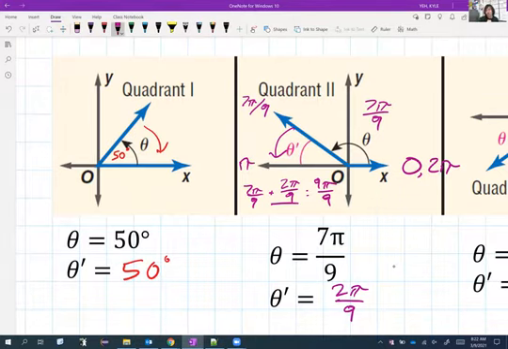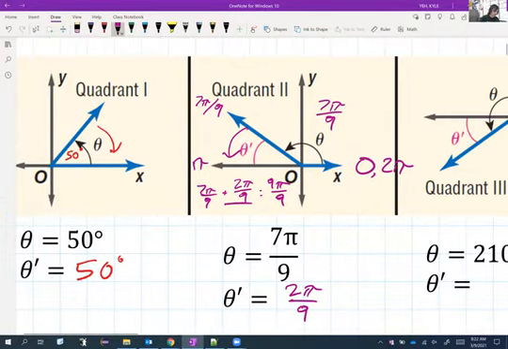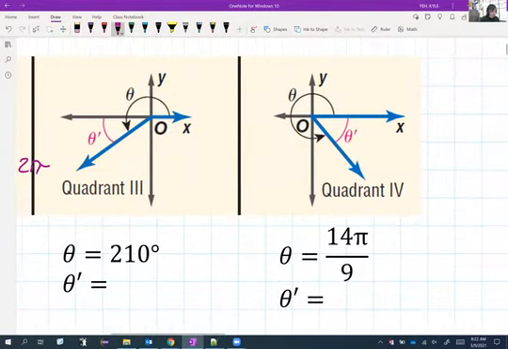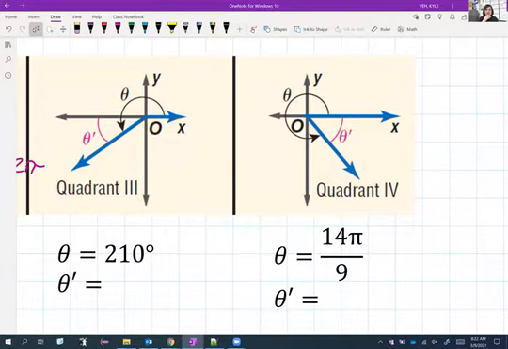I would like you to pause your video, think about what we've said already and just jot down answers. Try to do these next two problems for quadrant 3, quadrant 4. When you're done, unpause it, and I will talk through and work these out with you. So go ahead, pause, give them a shot, then unpause.